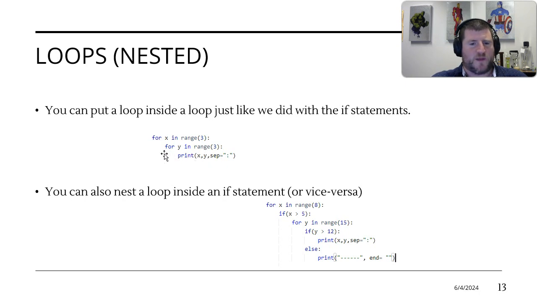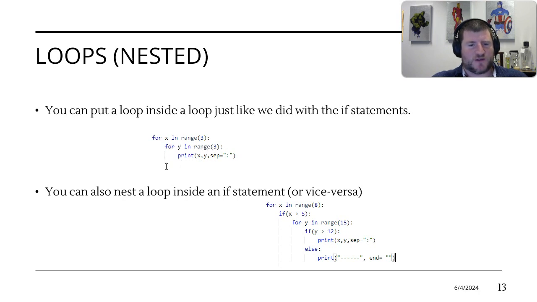But then the loop only comes back up to this for because we haven't solved this loop yet. So then y will be 1. It's going to print 0, 1. It's going to go back to this loop. Y is going to be 2. It's going to print 0, 2. And then it's done with this loop.